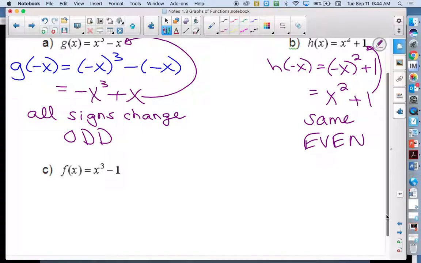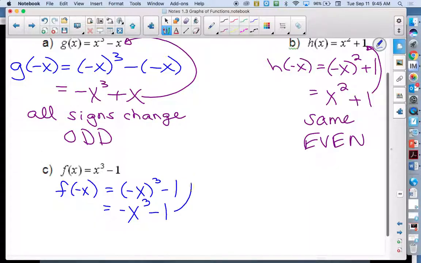And then the last one says f of x equals x cubed minus 1. So we have negative x cubed and then minus 1. So the x becomes negative, but the minus 1 stays the same. So even though this power is cubed, it is not an odd function because it doesn't go through the origin. So this would be neither even nor odd.